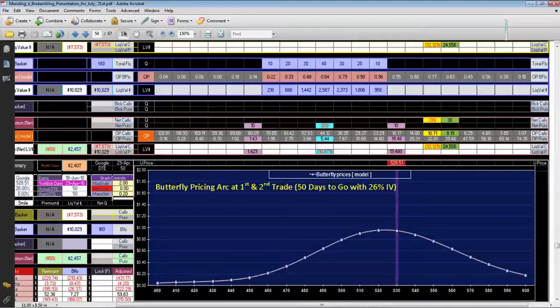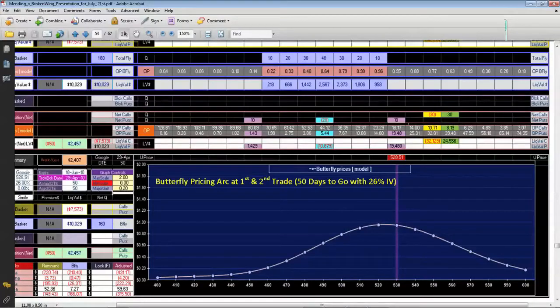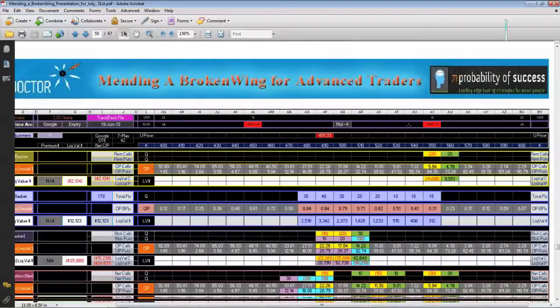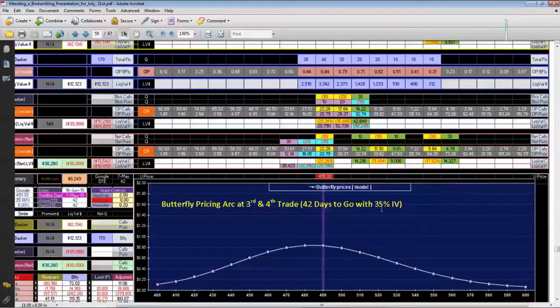Okay? But as time changes, for the next 8 or 9 pages, there are these arcs after trades 3 and 4, and I want you to focus on where the money is and what's happening. Volatility has increased. That decreases butterflies at the money. It was 95 cents when it was at the money, up at 530 with 26 vol. Now it's 35%. We're lower. And the at the money is 490-ish, and it's only going for 84 cents. So it's depressed.